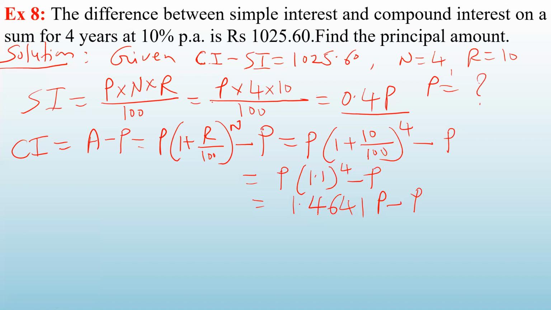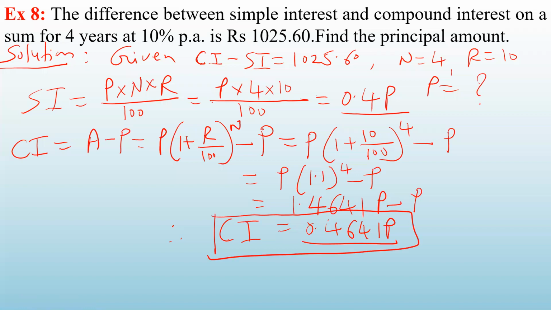4641 minus 1, correct? So this will give you 0.4641 P. Okay. 1.4641 minus 1 here. So minus 1 will give you this one. So compound interest, how much did you get? Therefore, you got compound interest as 0.4641 P, and this is the simple interest, correct?